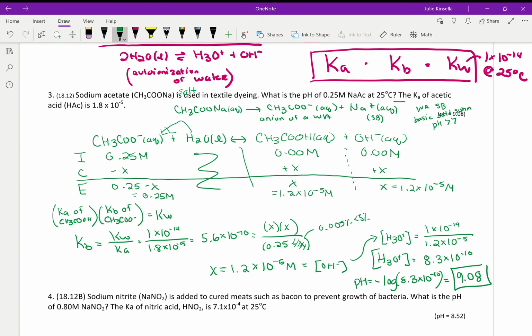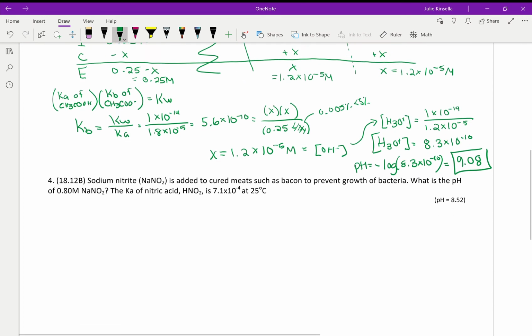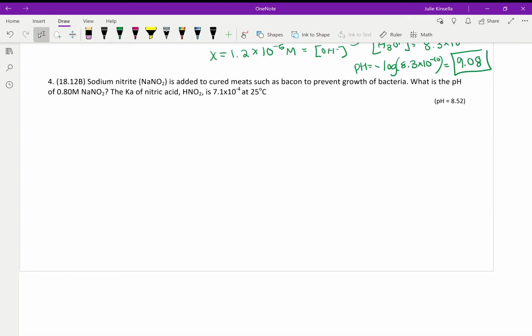I would expect it to be something above 7, so it gives me a good indication that I was probably right with my calculation. Okay, if you feel okay with this, I would pause it and try out the next one, the sodium nitrite, on your own, and then just double check your answers. If you still feel a little iffy, you can keep playing this on.